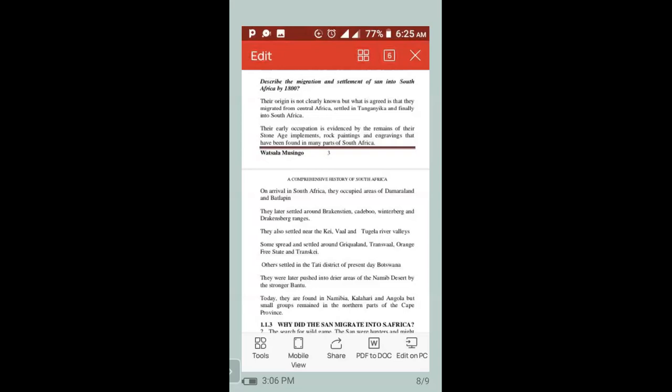So when they came into South Africa, there's another group of people who came to occupy South Africa. These were the Bantu. When new people come into an area, there's always a war, like they fight for land. So these guys overcame them and won. They were pushed into Namibia Desert by the stronger Bantu. Today, they are found in Namibia, Kalahari, and Angola, but small groups remained in the northern parts of the Cape.